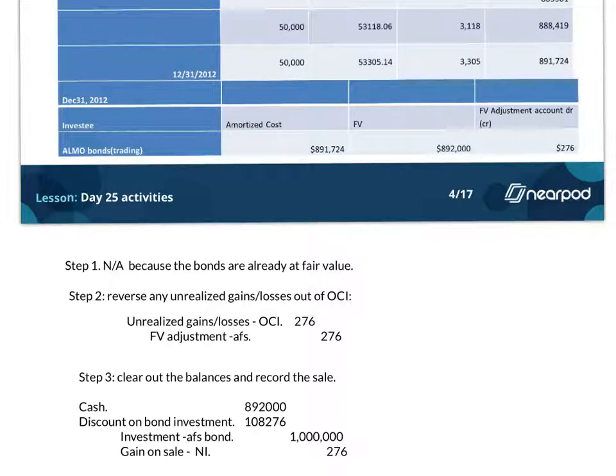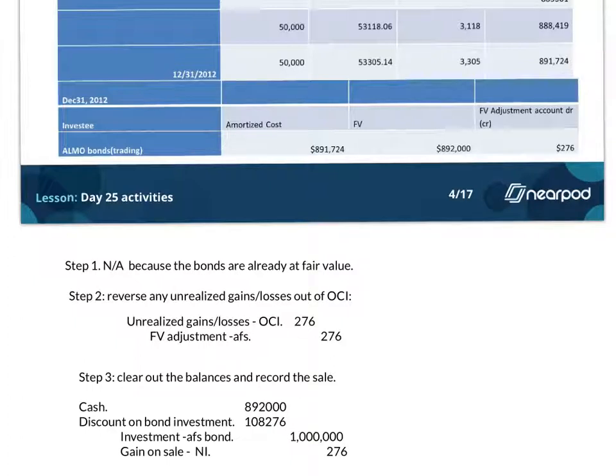Okay, so just to make sure you're clear, we got cash of $892. The bond was recorded at $1,000,000 face and $108,276 discount. That gave me my amortized cost of $891,724. To make the journal entry balance, I needed a gain on sale, net income right there. All right, so that would be the entry for an available for sale bond.